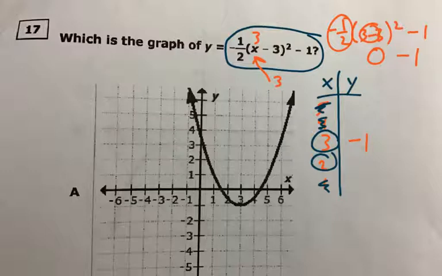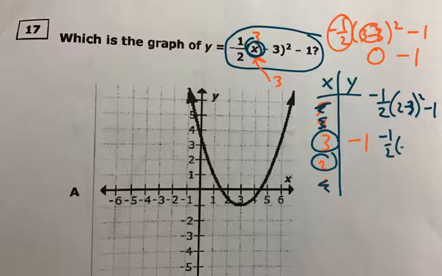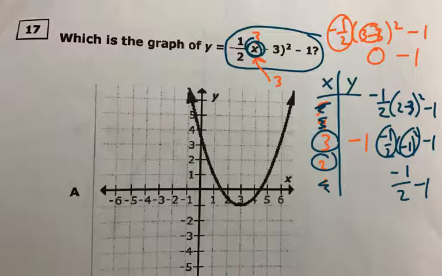And let's plug in the 2 as well. So we'll have -1/2 times 2 minus 3 squared minus 1. Again, all I did was plug the 2 right in there. So we're going to have -1/2 times -1 squared minus 1. Well, -1 squared is 1. Times the -1/2 is -1/2. Minus 1 is -1.5, or some of you may want to refer to it as -3/2 or -1 1/2.